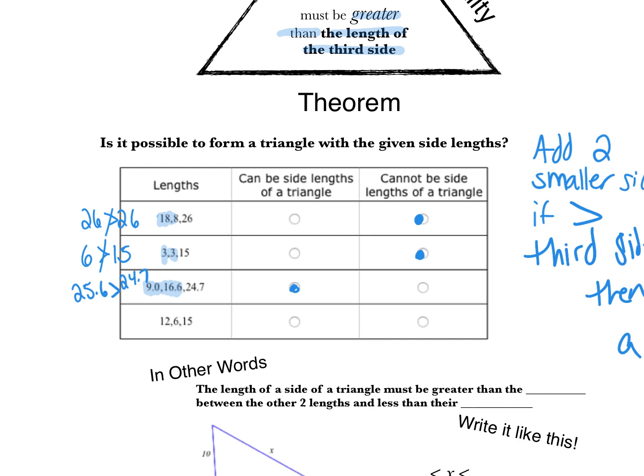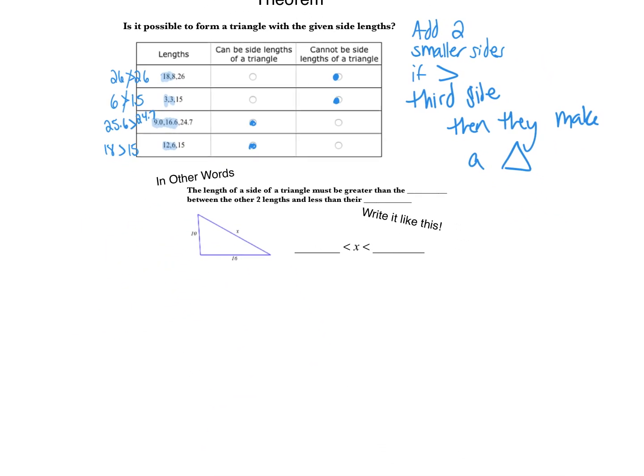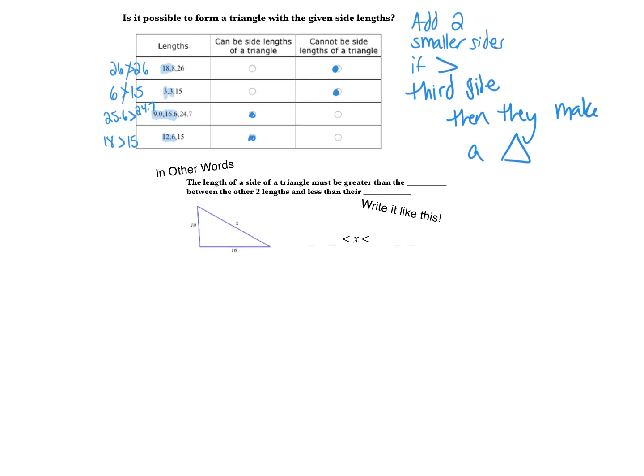And then in the last one, if I add the two smaller sides, which are 12 and 6, 12 and 6 make 18. And 18 is in fact greater than 15, the third side. So this can be the sides of a triangle. Okay, so you're adding up the two smaller sides and seeing if they're greater than the third. And then there's another way to put it. Then they're going to ask us to write it.